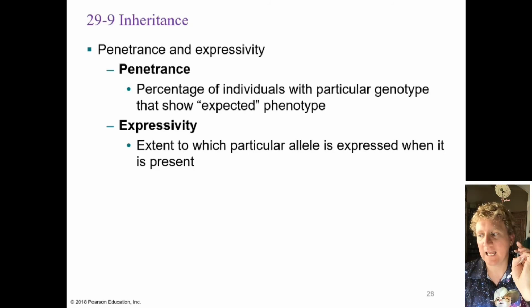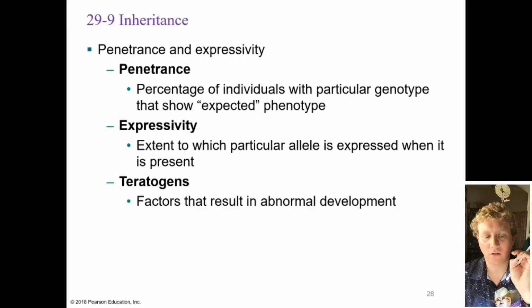Chemicals that can result in abnormal development are known as teratogens. Thalidomide, which was a tranquilizer given to mothers in Britain, is a classic example. It led to gross structural abnormalities in babies that were born during that time. Missing arms, missing legs, multiple fingers, stuff like that. Google it. It's a really interesting read.